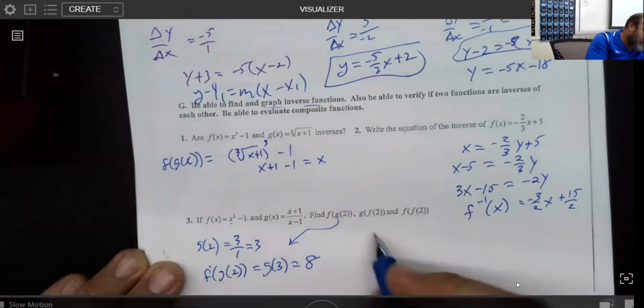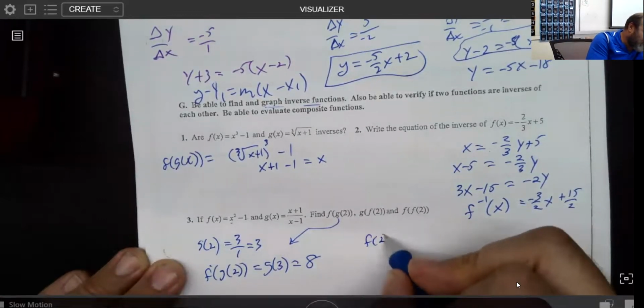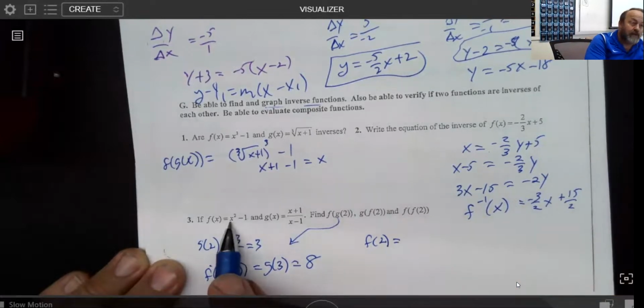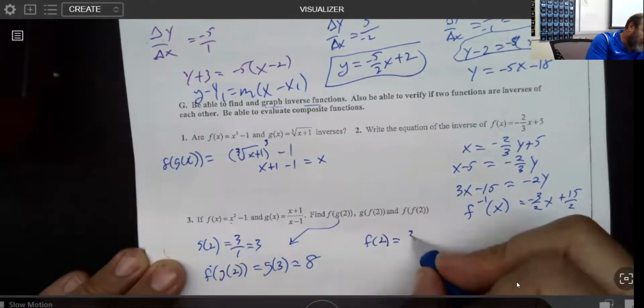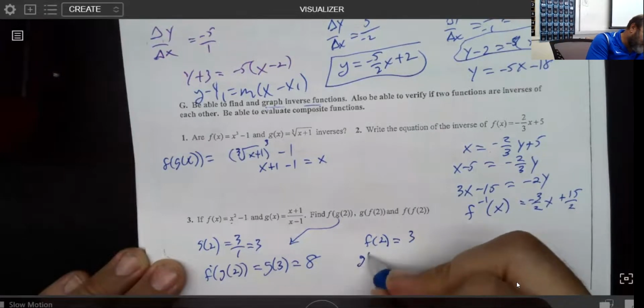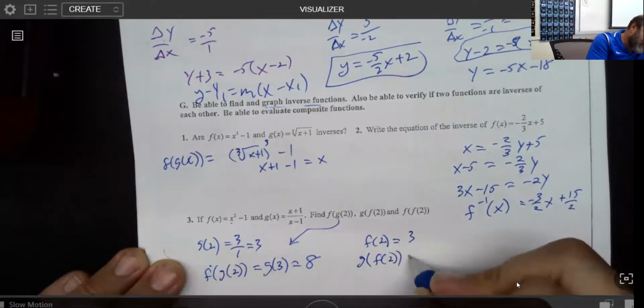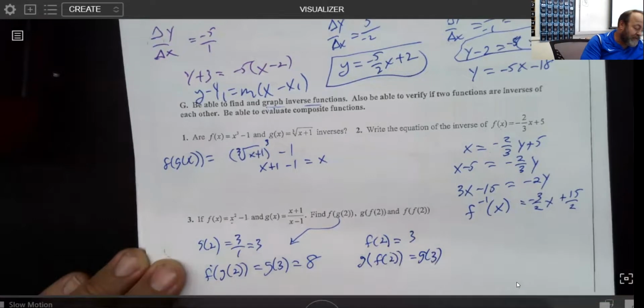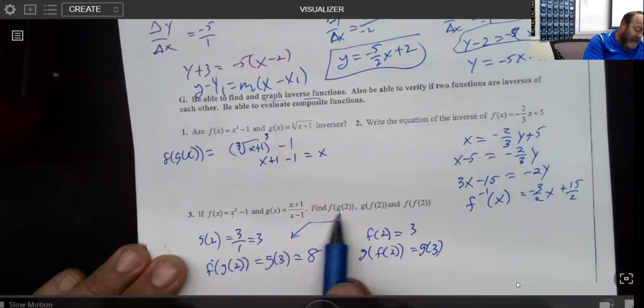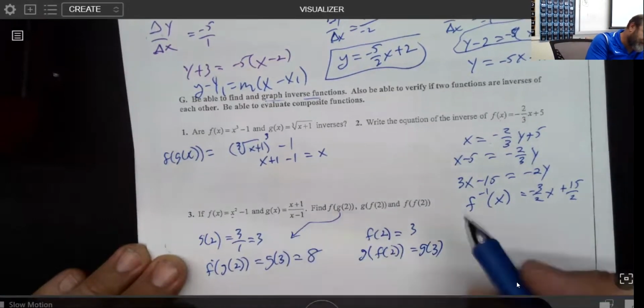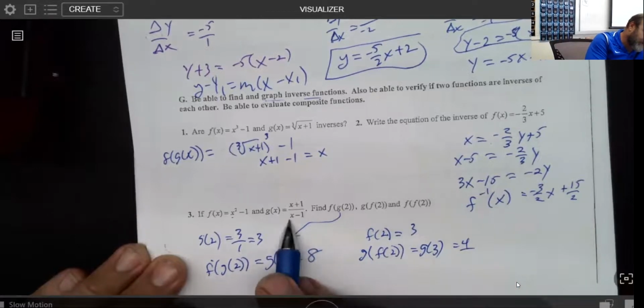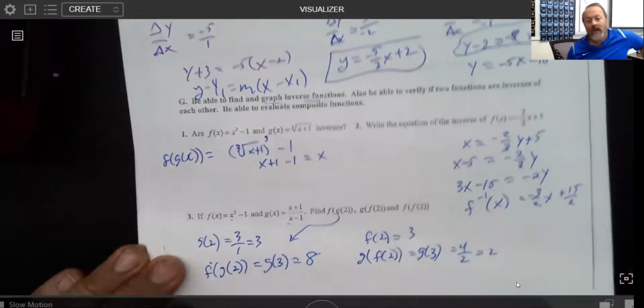Now, g of f of 2 simply says, well, let's go find f of 2. And f of 2 would be 4 minus 1, which is 3. And then we're going to find g of f of 2, which is just saying, let's find g of 3. And of course, if I plug 3 in up here, I would get 3 plus 1, which is 4, over 3 minus 1, which is 2. And so I got 2.